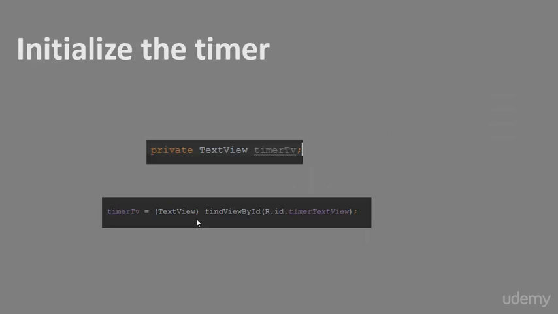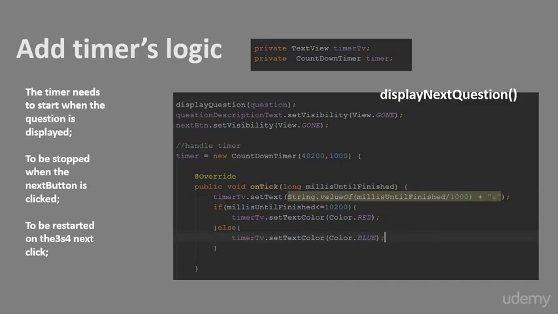Alright, having this one, we need to define the text view to give it a name and to find it via the findViewById method. It's within the onCreate method. After that, where the whole logic needs to take place. The timer needs to be started once the question is displayed. And up to the logic of our game, the initial display is done within the displayNextQuestion method. So exactly here, we are handling the timer.